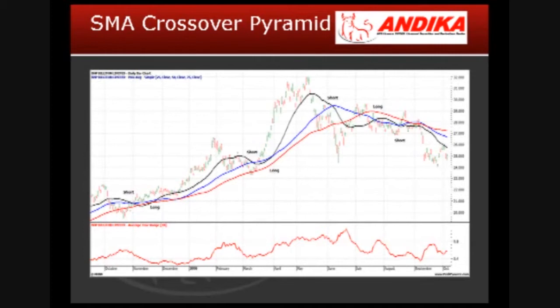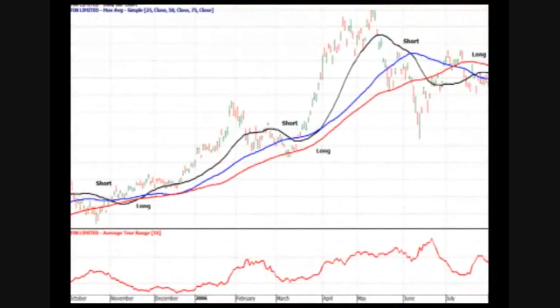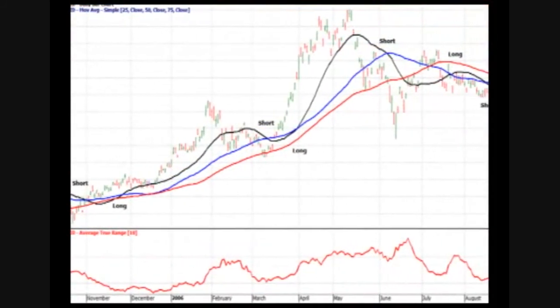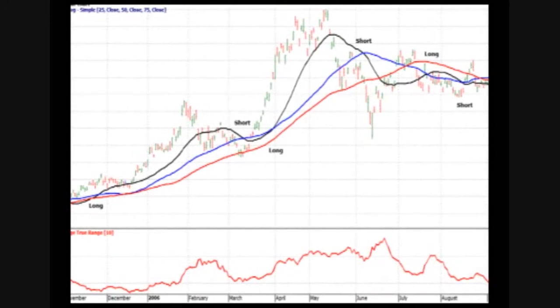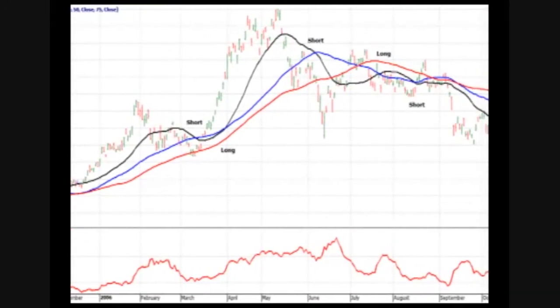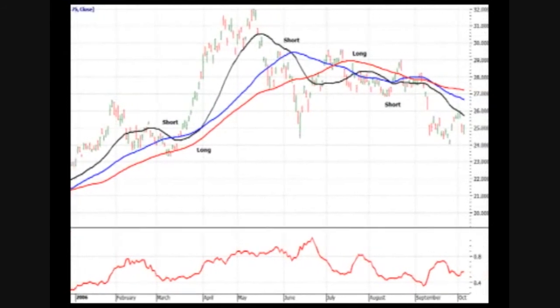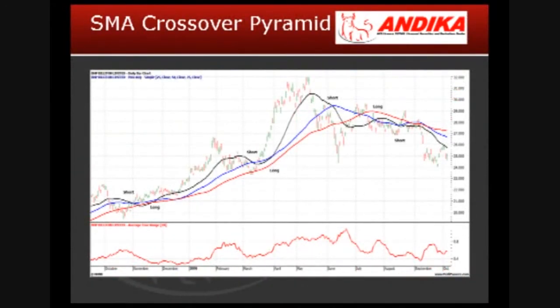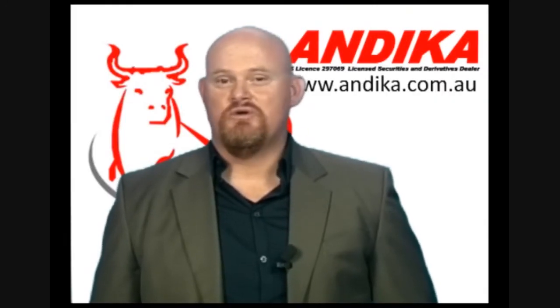Essentially what this premise says is if the 25, the closest moving average, crosses the 50, that's your first point to indicate an entry point. Should the 25 then cross the 75, that's another point where you can add to the position, and vice versa if the trend is obviously to the downside. The idea is that there's a higher probability that the trend exists and it will persist, so take advantage of it and add to your position.